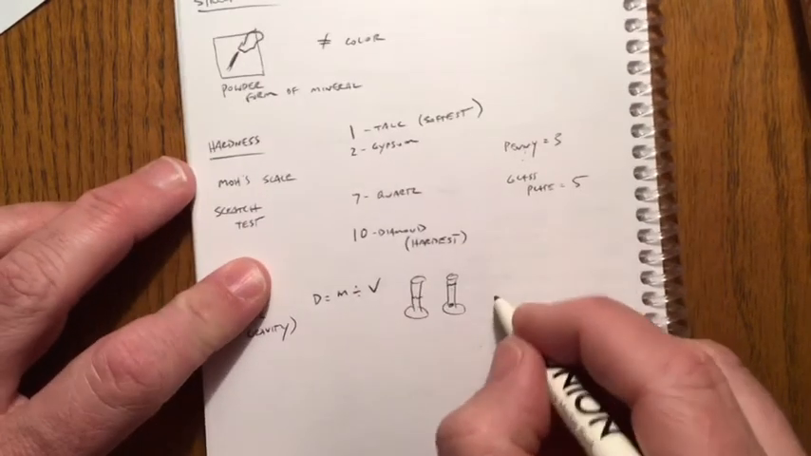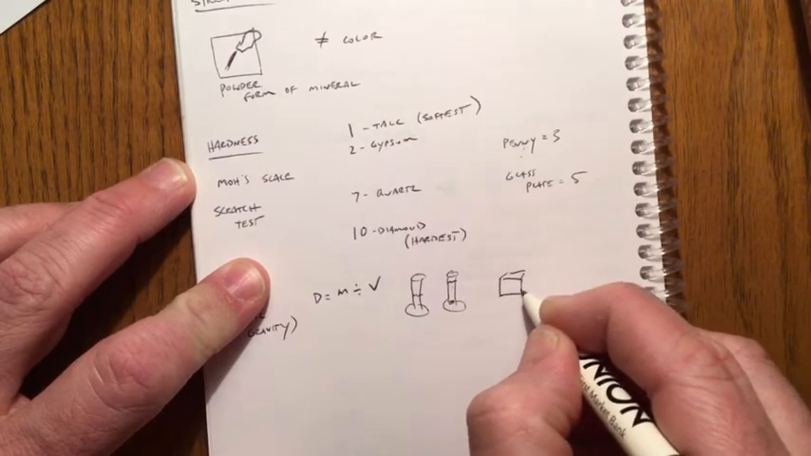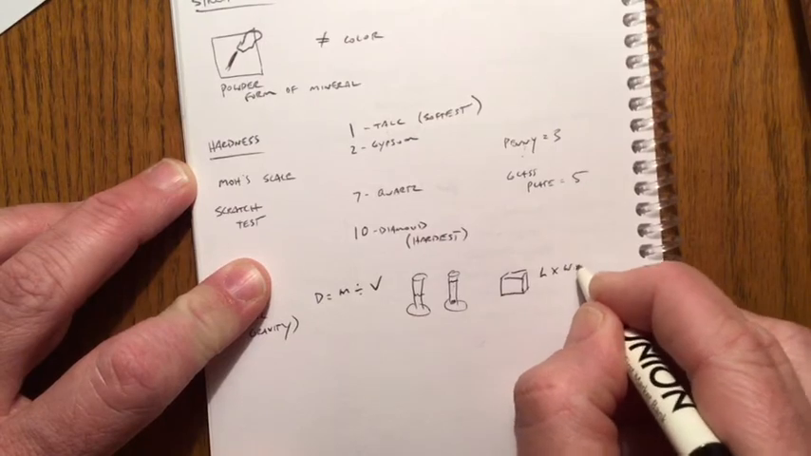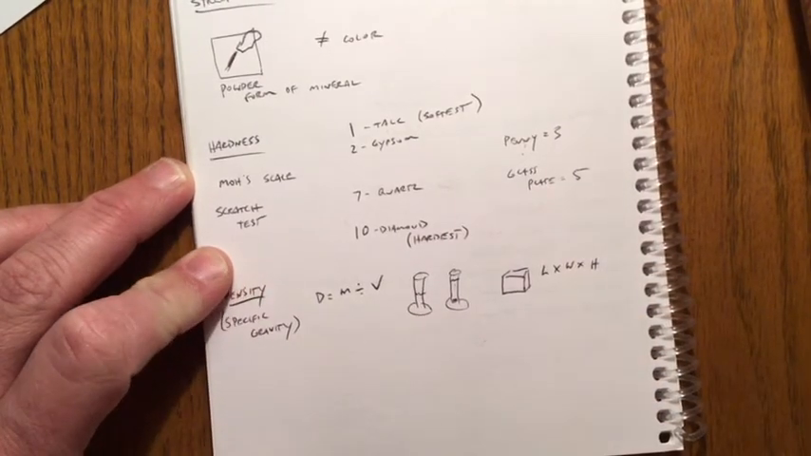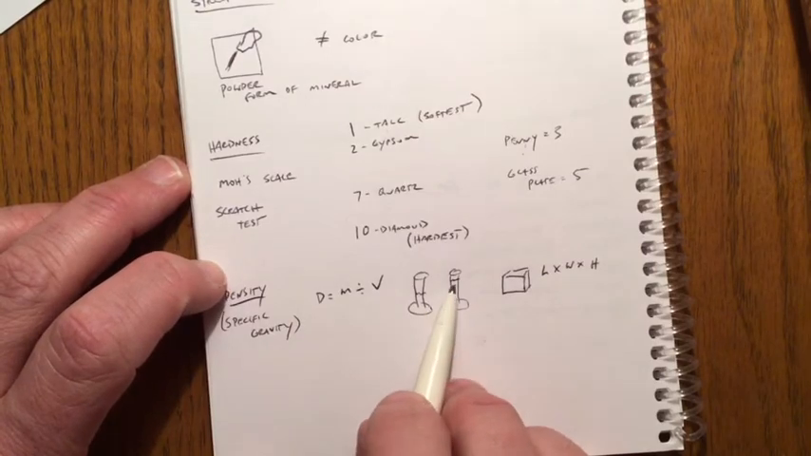If your mineral was shaped like a perfect cube, then you could do length times width times height. That would also give you volume, but usually your minerals are shaped more irregular, so you would use water displacement.